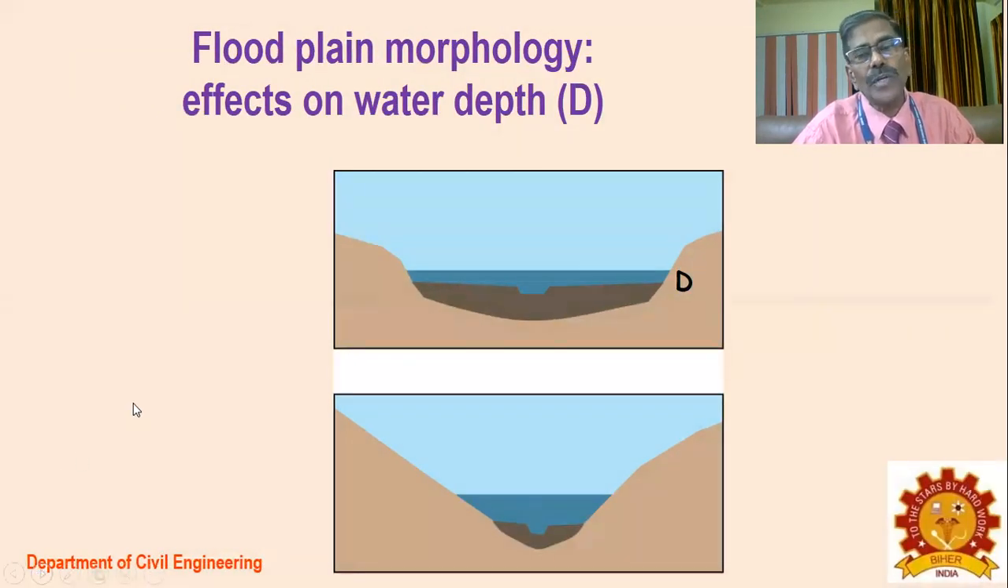When the water flowing in the area is spread out, then the height of the flooding is less. Suppose your water flowing area is a narrow gorge, then the height of the flooding will be enormous. This depth will be smaller if it is a plain. So flood plain morphology is also contributing to the effect of the flooding.